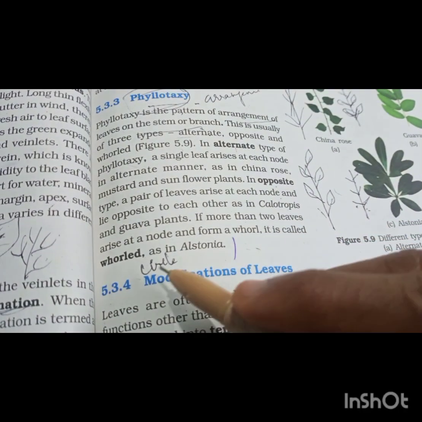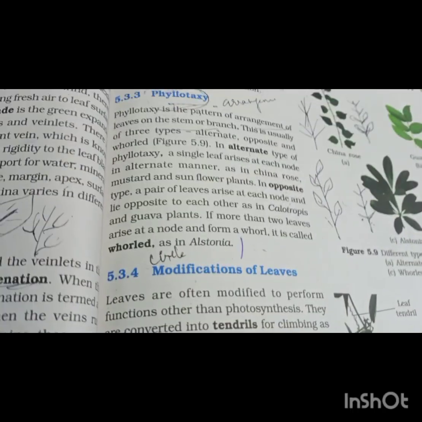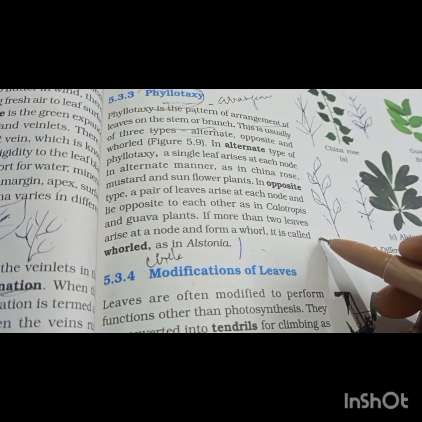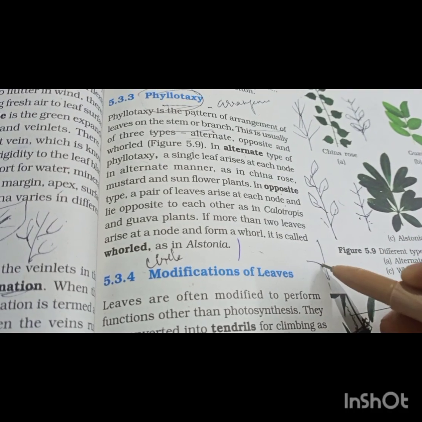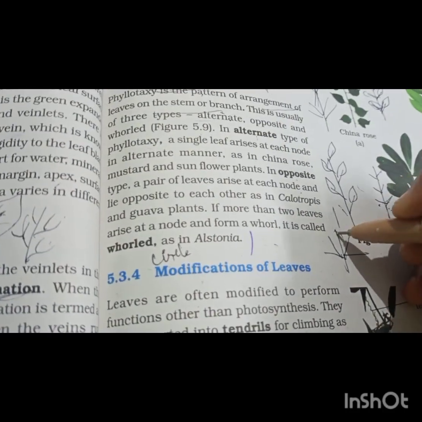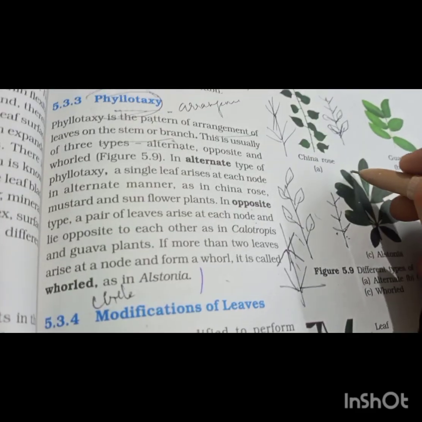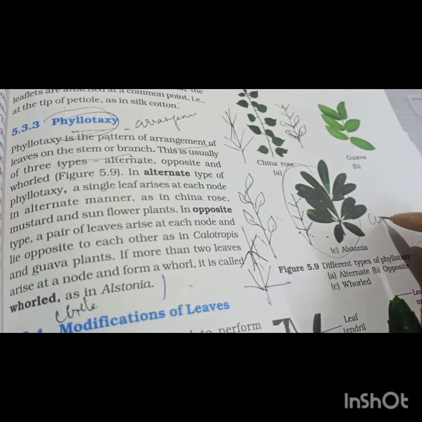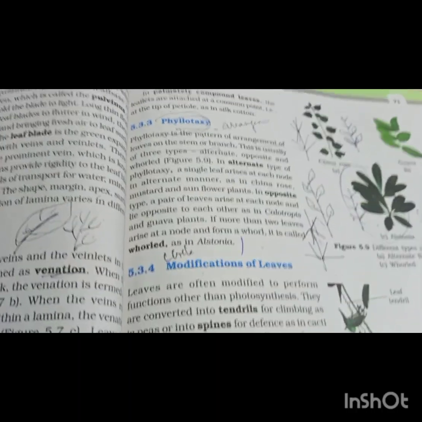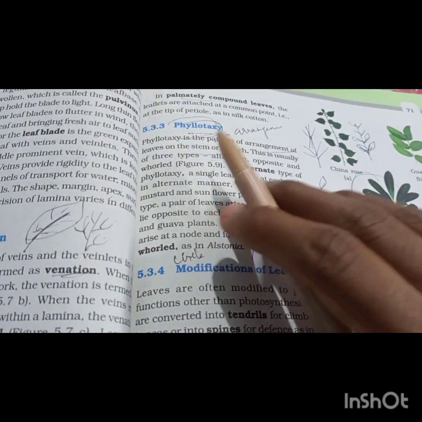Then what about whorl? In whorled, the example is Nerium, and another common example is Alstonia. Whether you are seeing it or not, I don't know, but you will all have seen the Nerium plant, right? If you see, the leaves are arranged like a circle. So this is known as whorled arrangement. Here the leaves are arranged in a circle. So this is about phyllotaxy, that is, the arrangement of leaves on the stem.